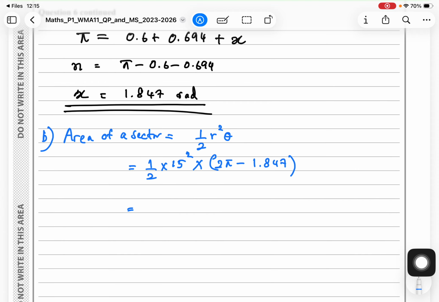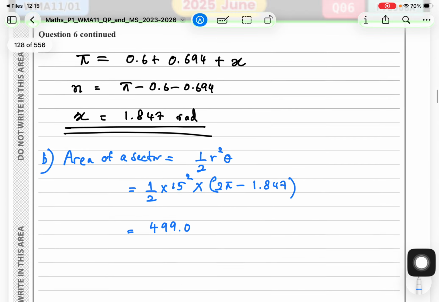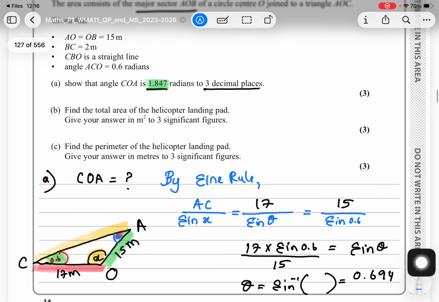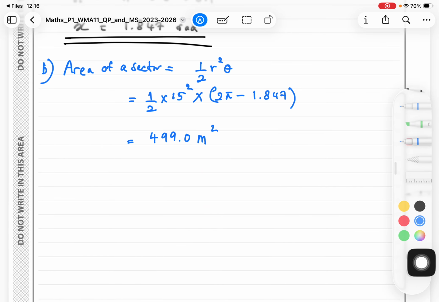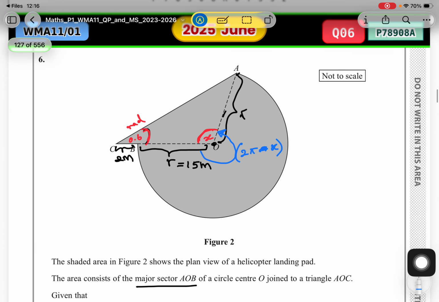So which we have 499.0. So is there any significant figures? Yeah, they're asking for 3 significant figures. Okay, that's for the final answer. So let this be at this level because you have to find the triangle also, because it's just this sector part. Okay, let's go to the triangle.